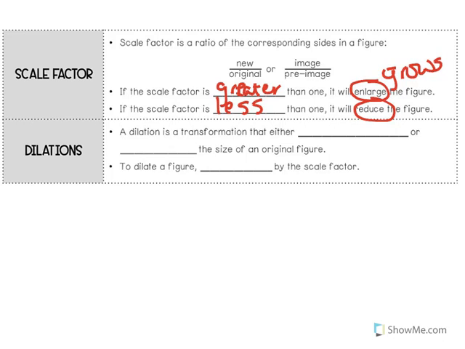A dilation is a transformation that either enlarges or reduces the size of an original figure. And to dilate that figure, we just multiply by the scale factor. Let's try some examples.